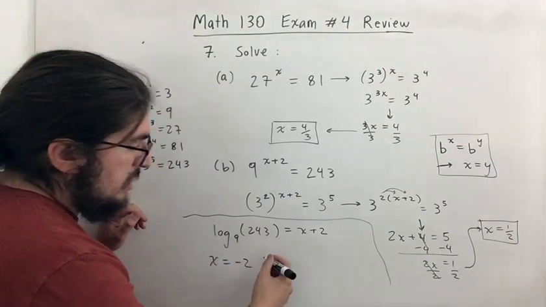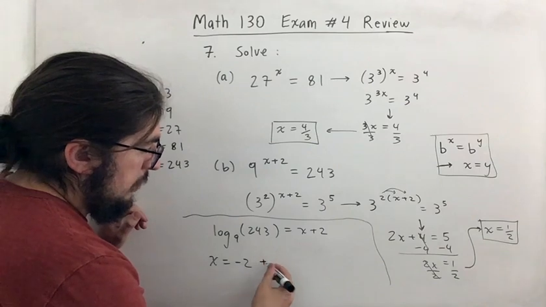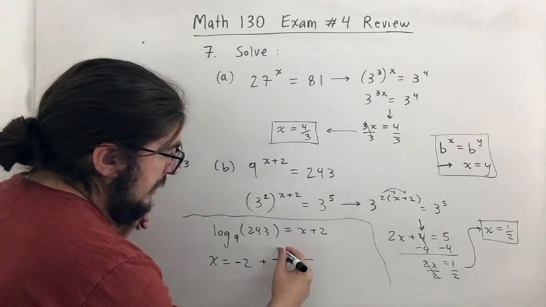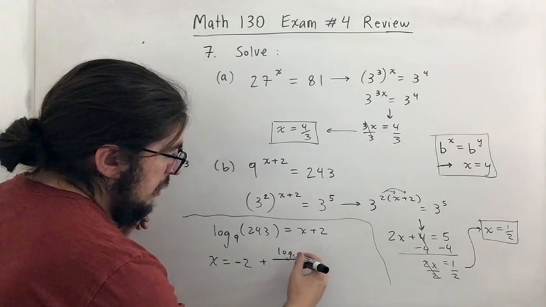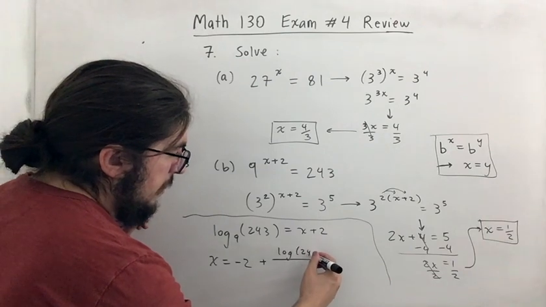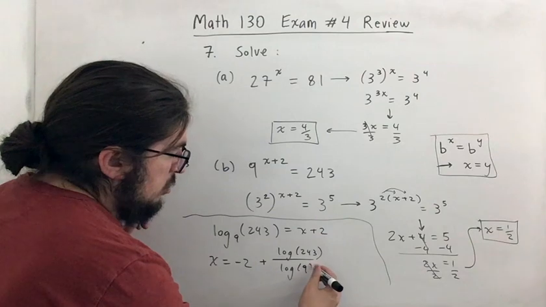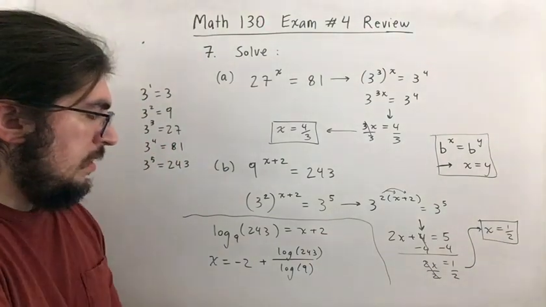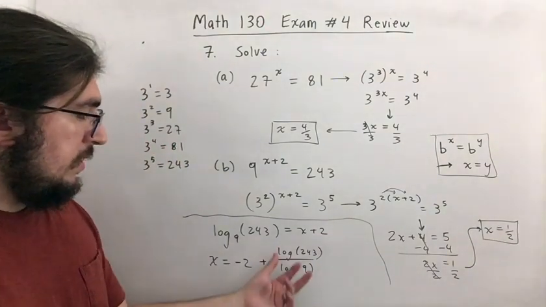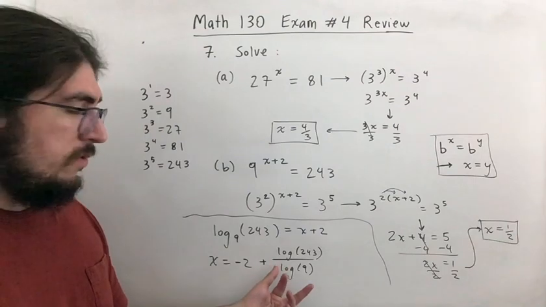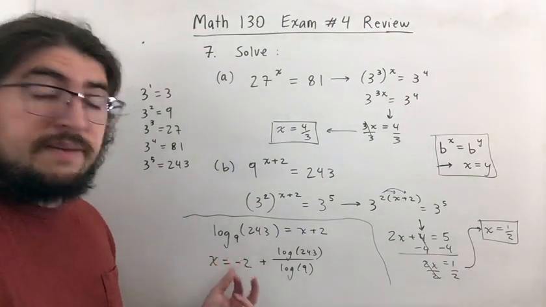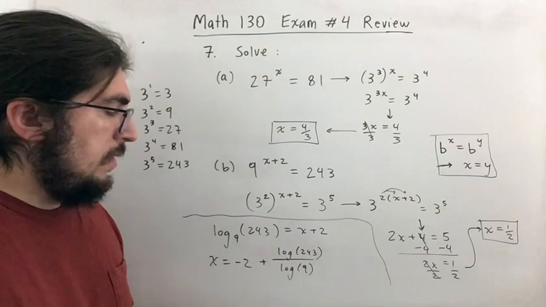And then here I'll use change of base formula. So plus, I'll write this as, let's say, log of 243 over log of 9. And then if you use your calculator, you can find out that this will end up being 5 over 2. And then -2 plus 5 over 2 is just positive 1/2.